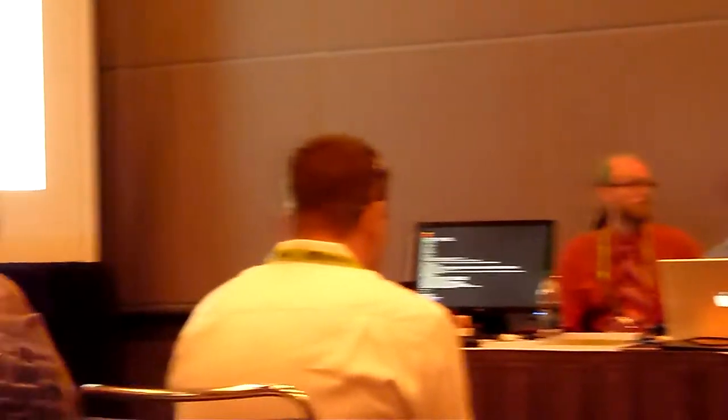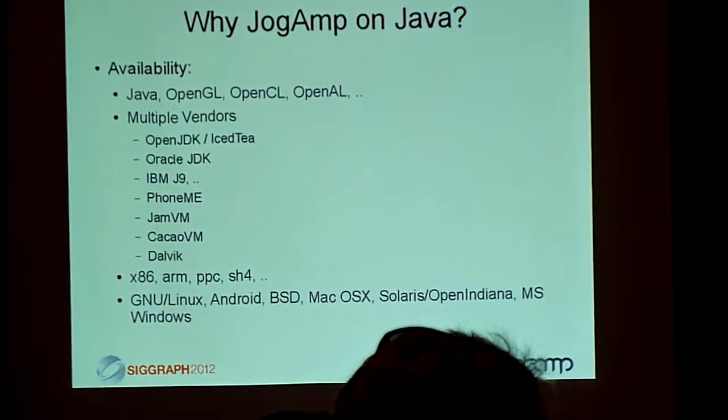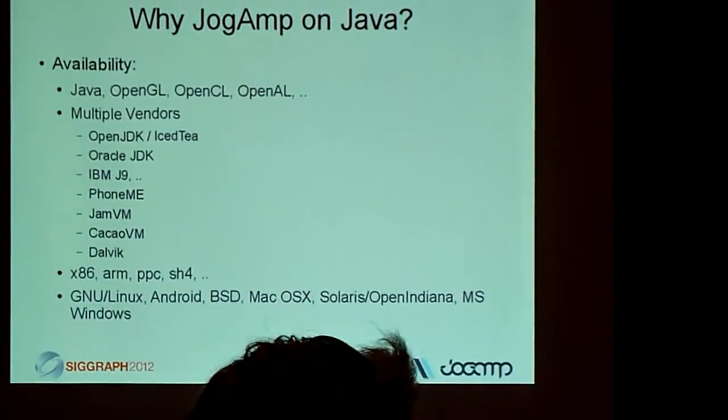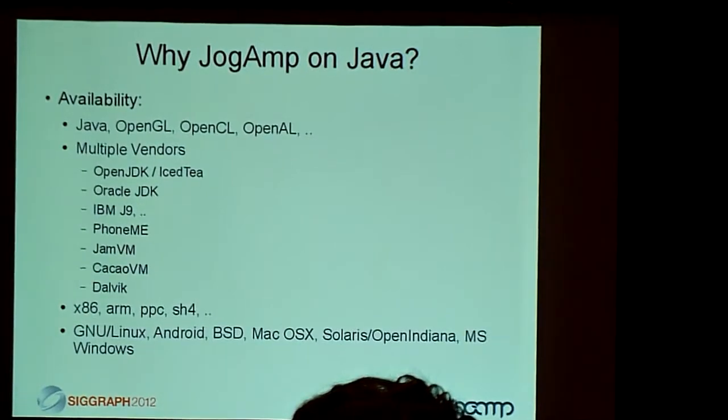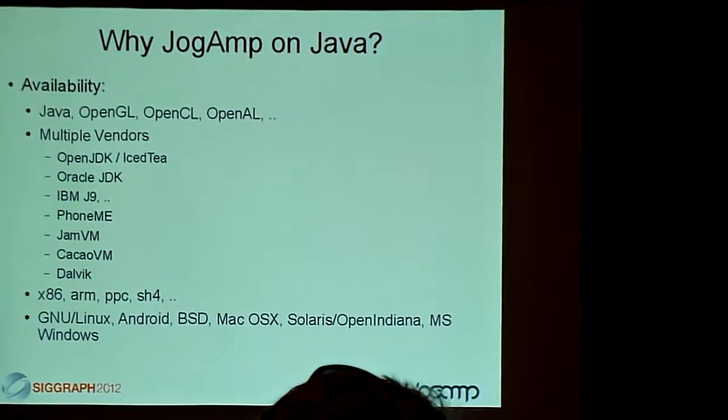So, as Wade already mentioned, and Xerxes, and as you might already know, we can go to these slides pretty quickly. Why we use Java: we have multiple vendors. Xerxes is a huge contributor to the IST team in regards to mobile embedded devices as well as that IST plugin. You have the proprietary Oracle JDK and other JDKs and JVMs. For processors, Intel, ARM, PowerPC, Super H, usually they have a Java VM available. And we support GNU Linux, Android, BSD, macOS, Solaris, OpenIndiana, and Windows too. Right, it's cut off here.